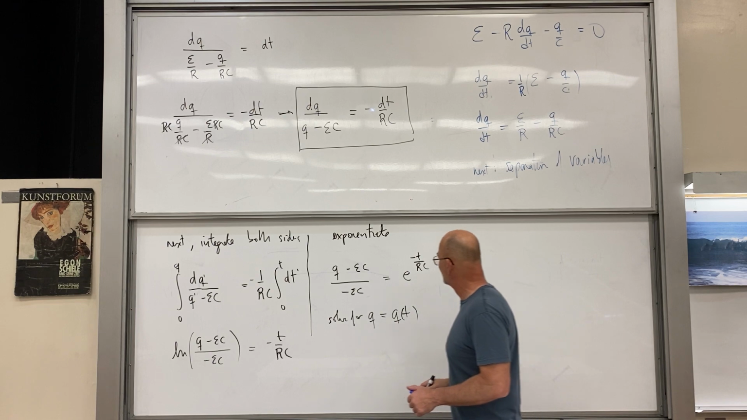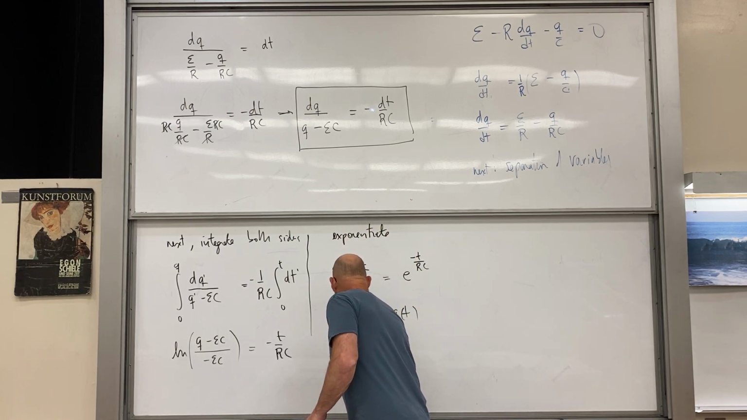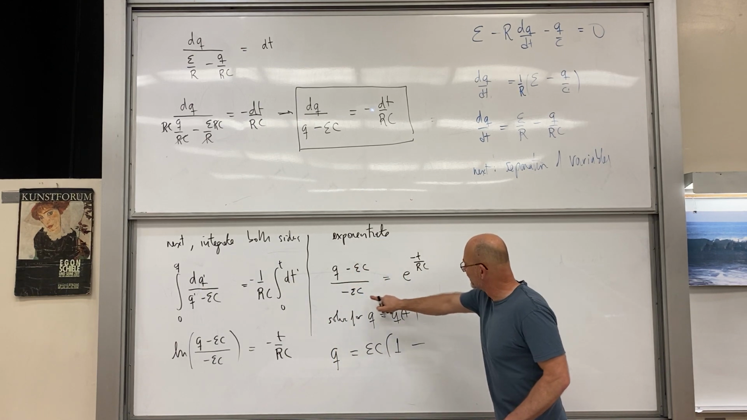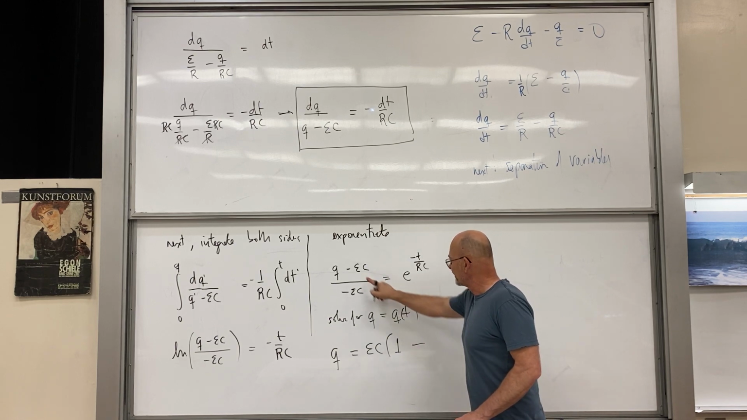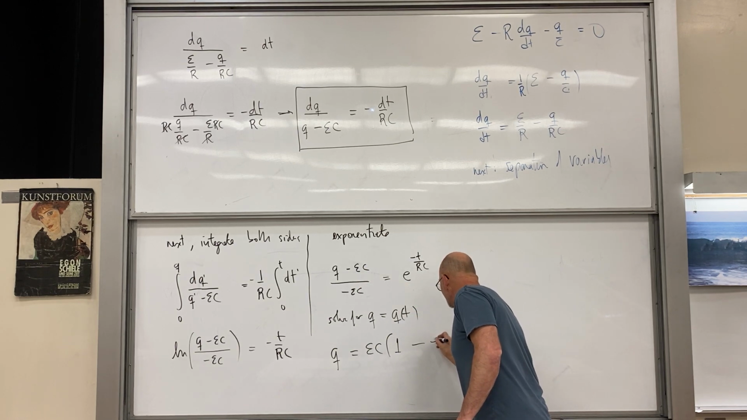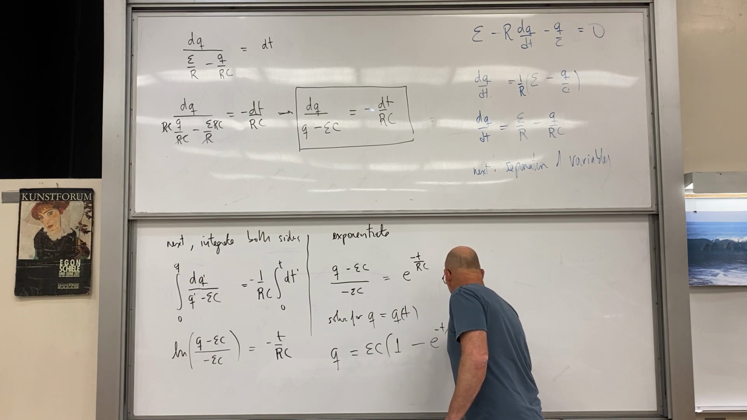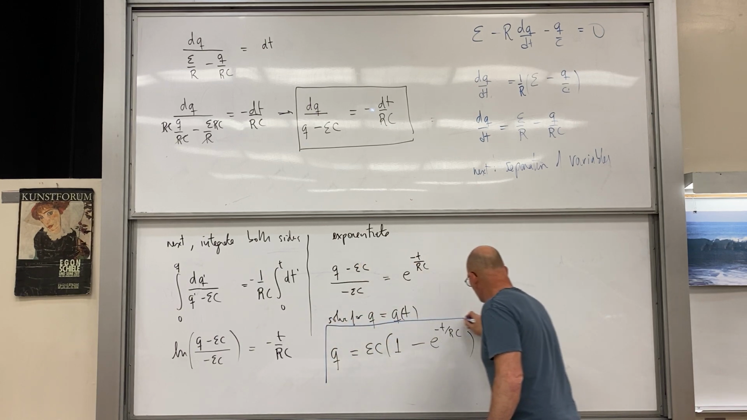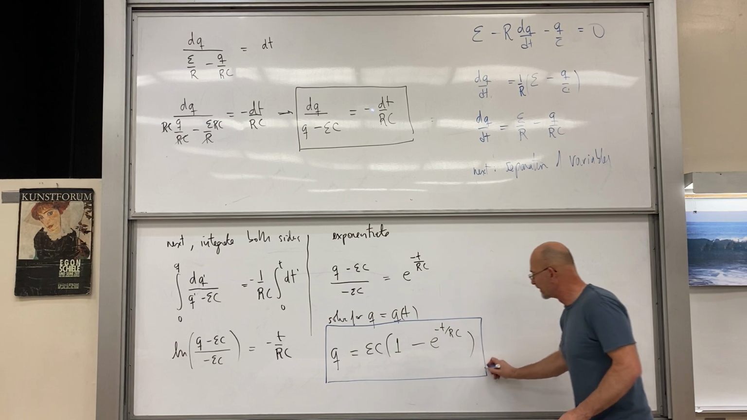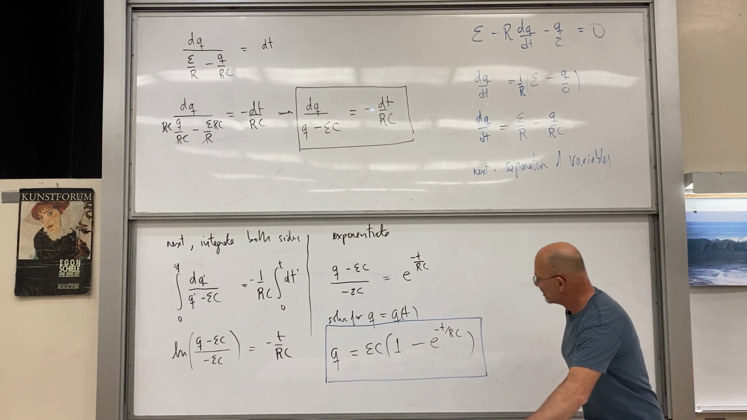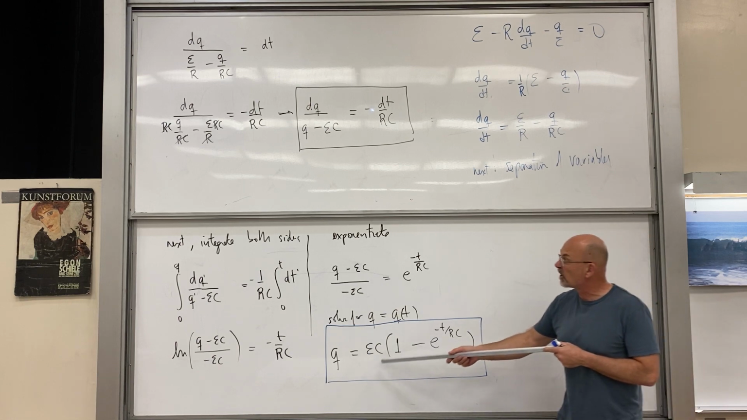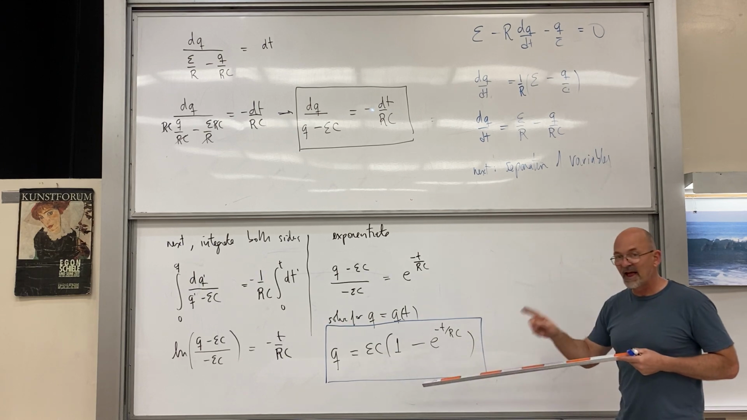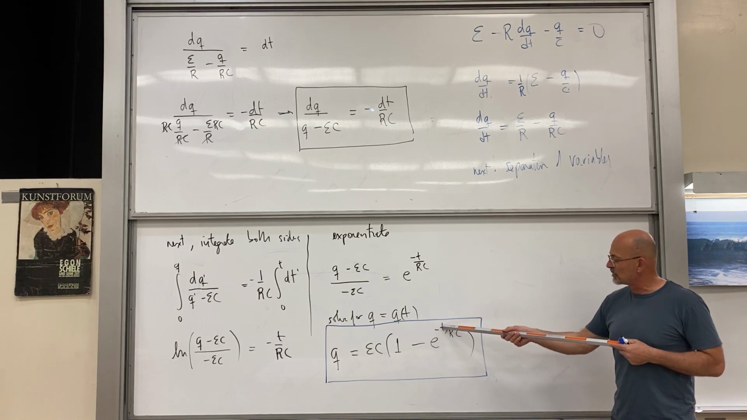And what do we have there? Q is equal to E times C times 1 minus e to the minus t divided by RC. So there's our result. We're going to see it does everything we knew it would, or we hoped it would. So that's a function of time. This is how the charge accumulates on the capacitor after you throw the switch. You throw the switch at t equals 0.